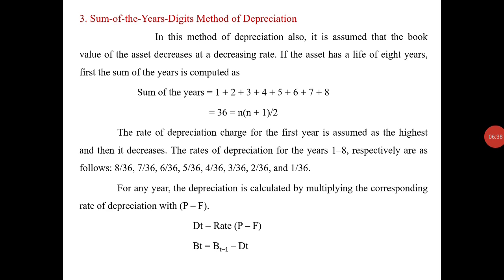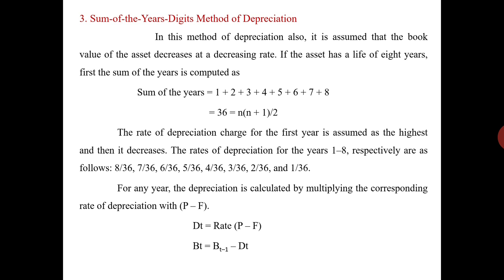The next one is the sum of years digits method of depreciation. This is the third method. In this method of depreciation, the sum of years is used to calculate the depreciation value and book value. Here, first you calculate the sum of years. For example, consider an equipment whose life is 8 years. Here, we are going to calculate the sum of years.